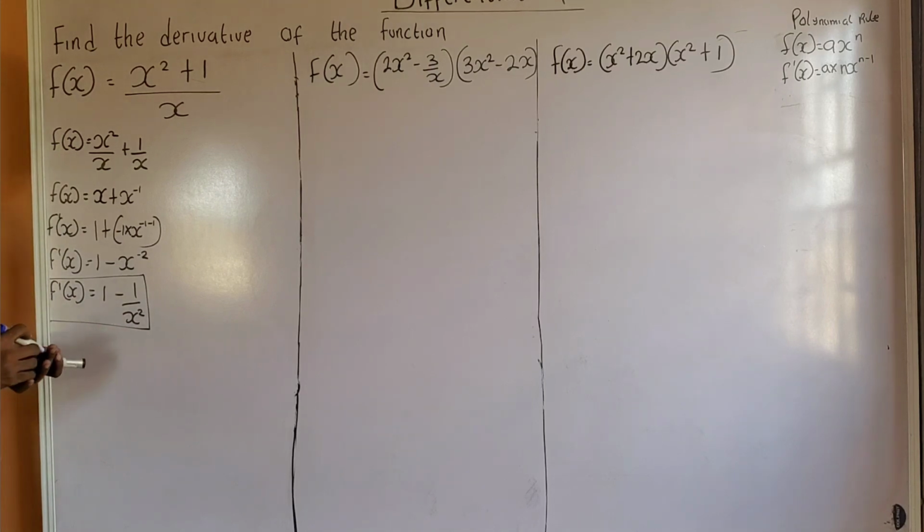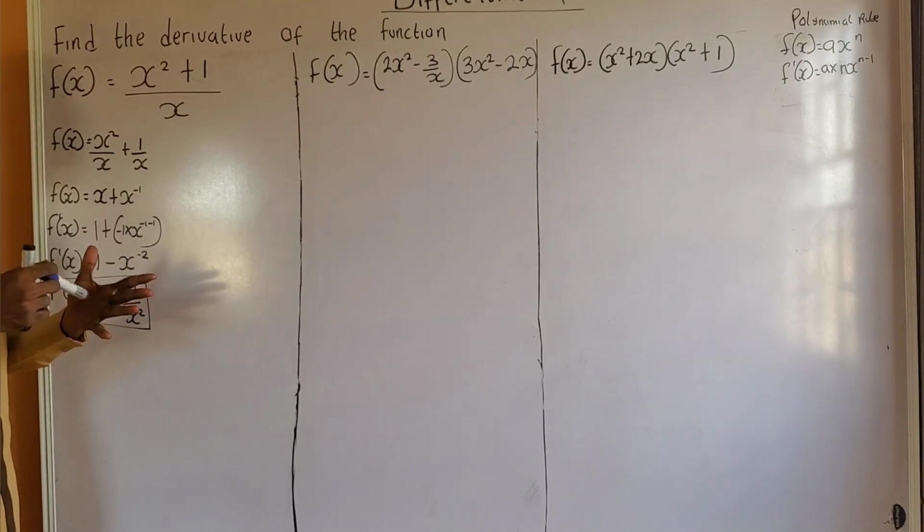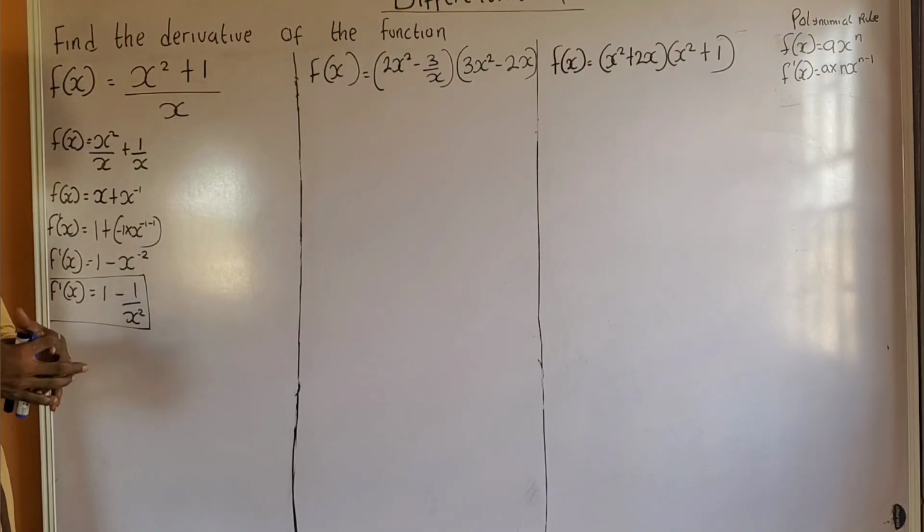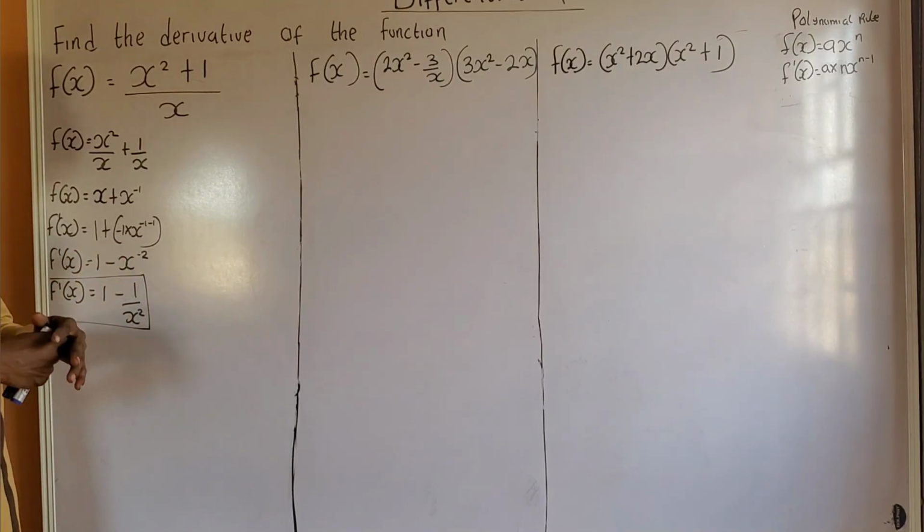Now, let us use the quotient rule to differentiate this function, okay? Now, quotient rule is used to differentiate a function that is in quotient form. You understand? A function that is in quotient form, in that case, we're going to engage the quotient rule to differentiate the function. Are you getting it?